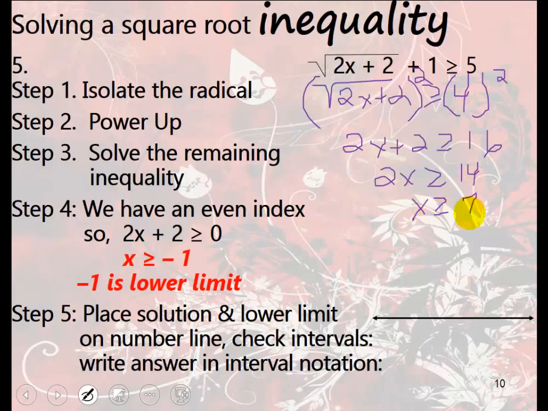I'm going to check my lower limit. x is negative 1, and my solutions are greater than 7. So if I check negative 2, my radicand goes negative, so that doesn't work. If I check 0, I get the square root of 2 plus 1. Square root of 2 is about 1.4 plus 1, so that's 2.4. 2.4 is not greater than 5, so this doesn't work.